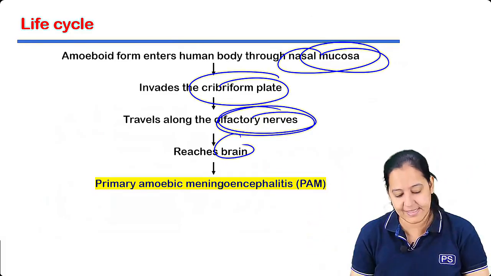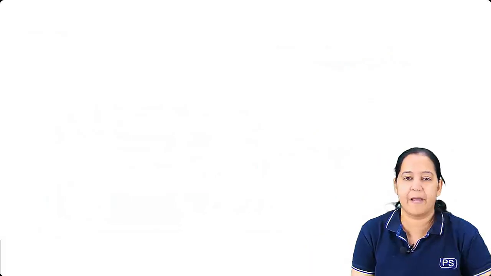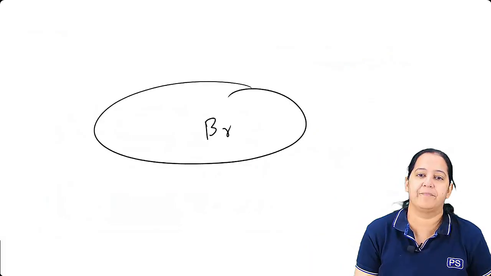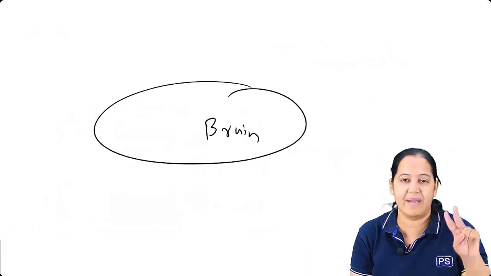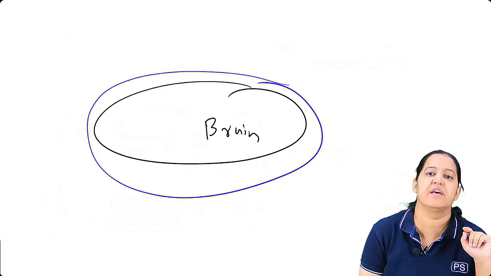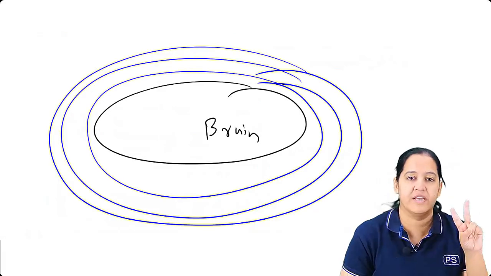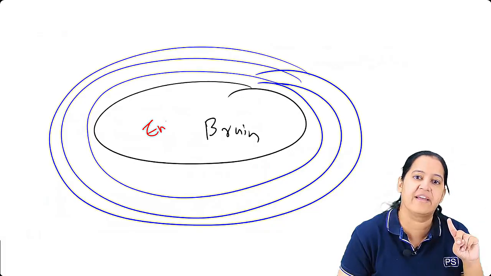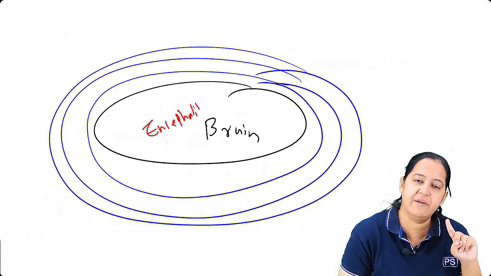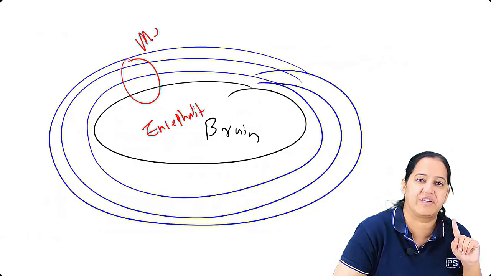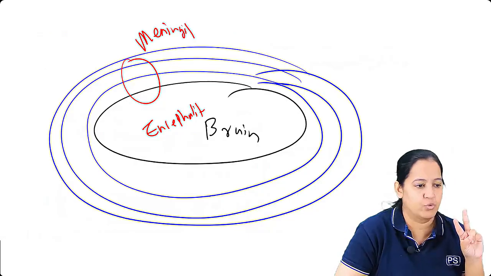Let me tell you something. I don't know whether you know or not. This is the brain. In the brain, we have 3 meninges. You may know pia mater is the innermost, then arachnoid, then dura mater. So in the brain, there are 2 things. If there is inflammation of the brain, it is known as encephalitis. And if there is inflammation of the meninges, it is known as meningitis. In the brain, there are 2 types of inflammation.